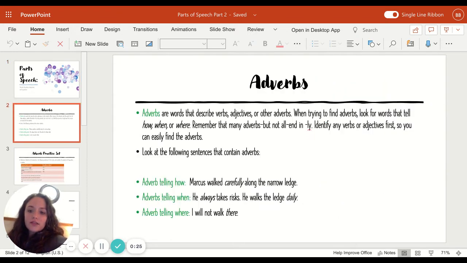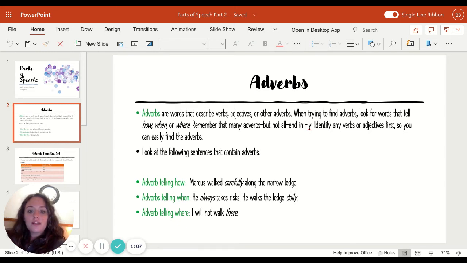Yesterday we talked about adjectives, and we know that adjectives are describing words to describe nouns. Now, adverbs describe other adverbs, adjectives, or verbs. All right, so mostly verbs, but sometimes other adverbs and adjectives as well. When you're trying to find an adverb, look for words that tell either how, when, or where. Remember that many adverbs, but not all of them, end in ly. So that's kind of our cheat sheet. Identify any verbs or adjectives first so you can easily find the adverbs.